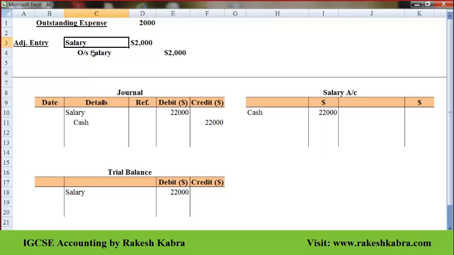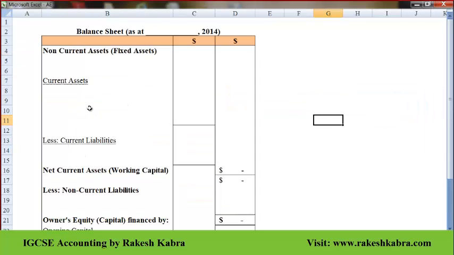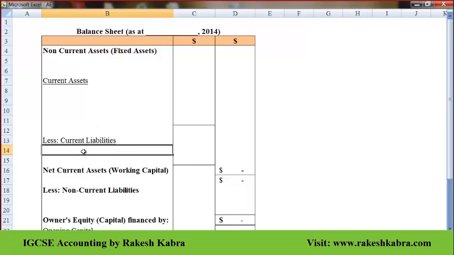Now I have shown the effect of this debit item. Now I need to show the effect of the credit. See, each adjustment entry will have two effects. The first effect I have shown, the effect of this debit. Now I have to show the effect of this credit. Which account is credited? Outstanding salary account. And it is a liability. So it will come in the balance sheet, under the head current liability. So under the head current liability I have to show this. Outstanding salary. And how much amount? 2000.